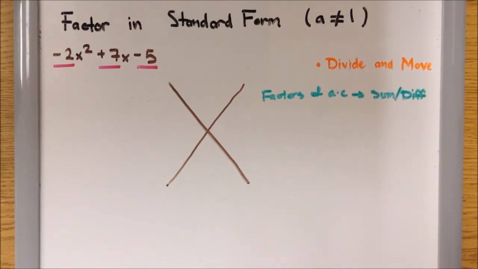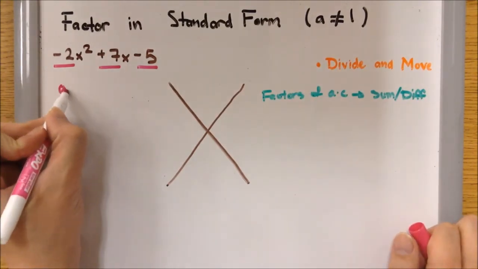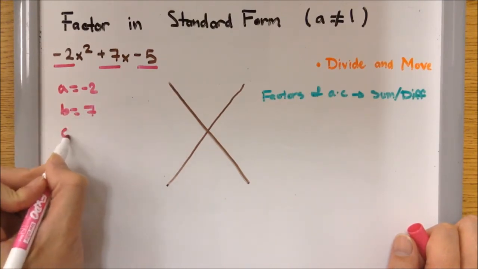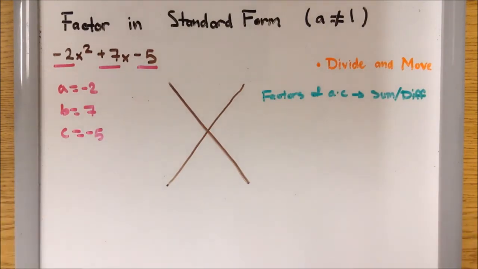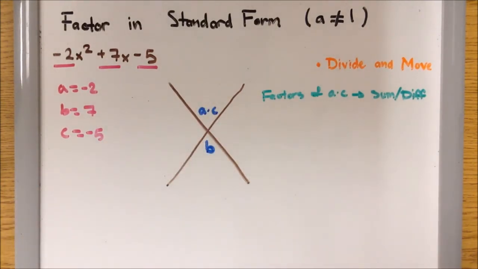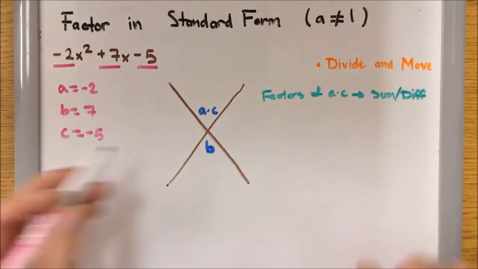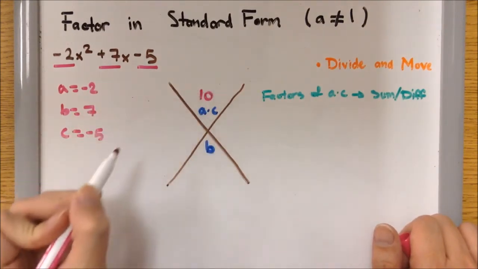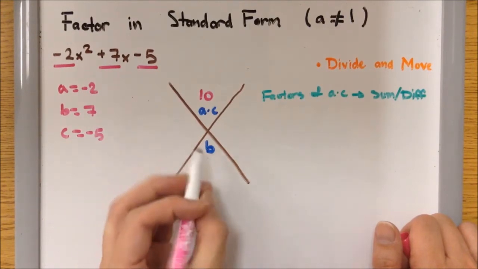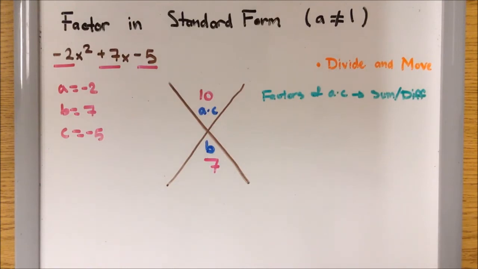In our third example, we have negative 2x squared plus 7x minus 5. So our a value is negative 2, our b value is positive 7, and our c value is negative 5. So the top is a times c, and then the bottom is b for our x table. So in the top, a times c, negative 2 times negative 5 will be a positive 10, and then our b value will be 7 at the bottom of the x table.